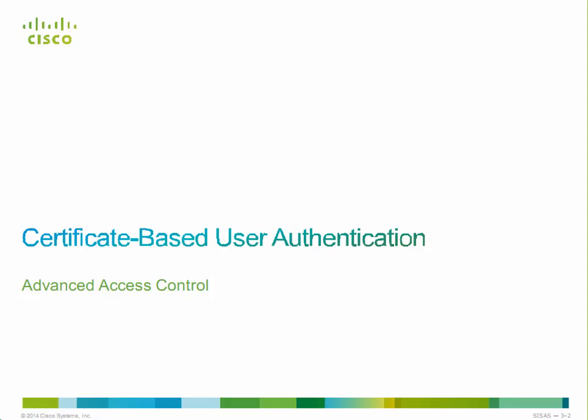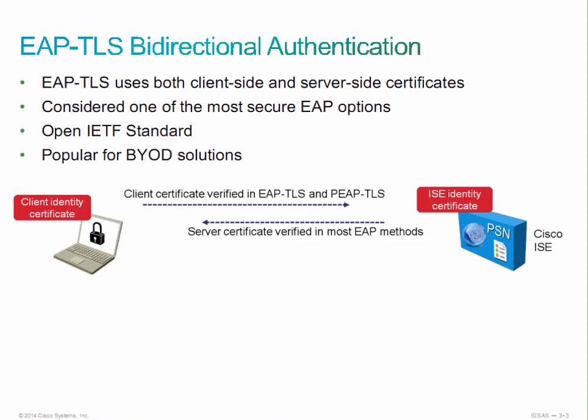So let's start by taking a look at the EAP-TLS flow and how bidirectional authentication works. EAP-TLS uses client-side certificates in addition to server-side certificates. Both the client and the servers have to enroll within the same public key infrastructure. Both the client and the server hold a copy of their own identity certificate and a copy of the CA's root certificate that we're going to use to verify the authenticity of the identity certificate that's being presented by the client or the server subsequently.